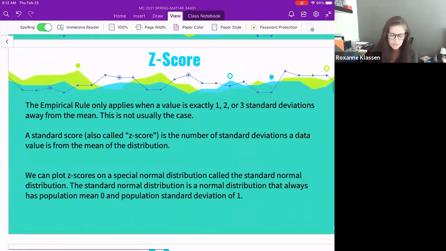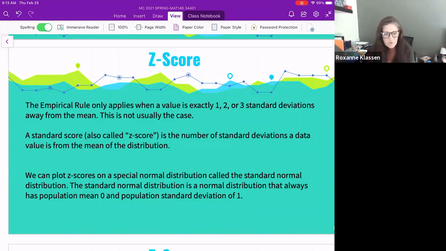So a z-score, this is what you did your mini lesson on last night. The empirical rule only applies when a value is exactly 1, 2, or 3 standard deviations away from the mean. So remember how we were doing those percentages yesterday, where we were like 68%, right? 95 and 99.7. But what if we're in between these values? That's where it becomes a little bit harder.